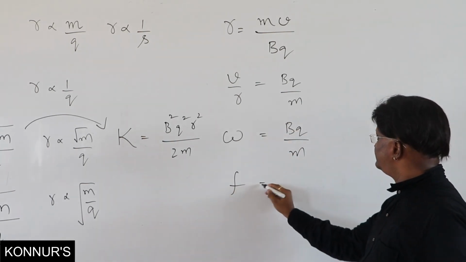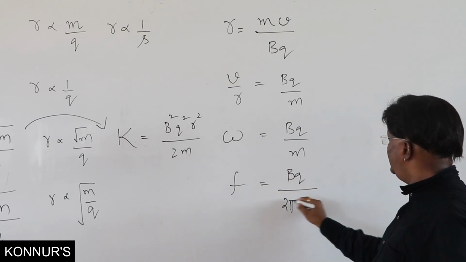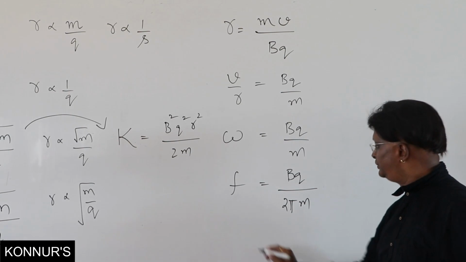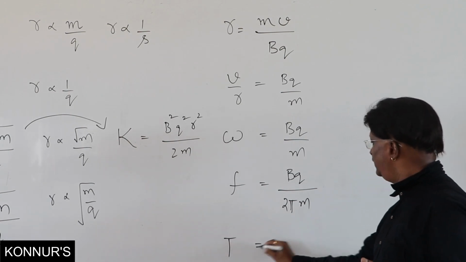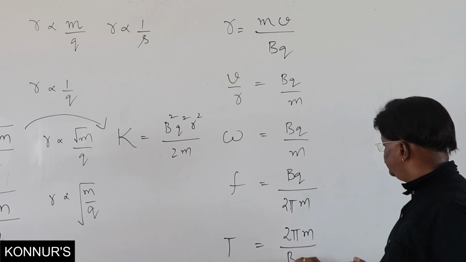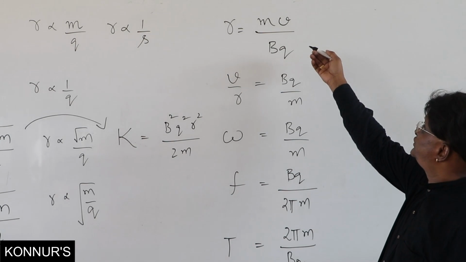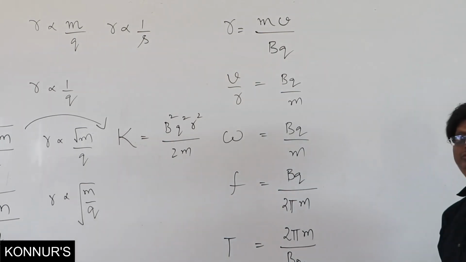Therefore, the frequency of revolution is bq upon 2 pi m. If I take the reciprocal of that, that is the time period, 2 pi m by bq. See, one more important result. No memory needed, the same expression R equal to mv by bq.